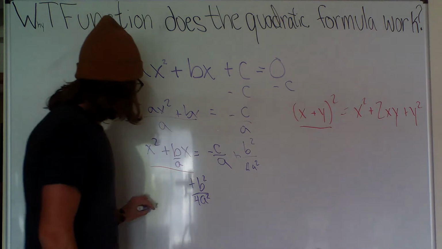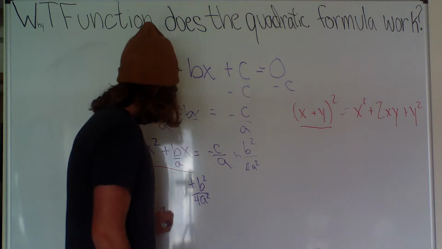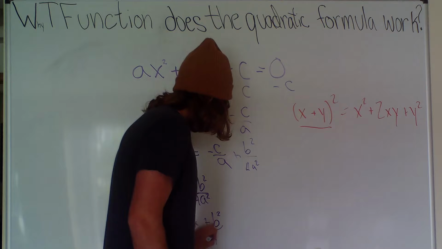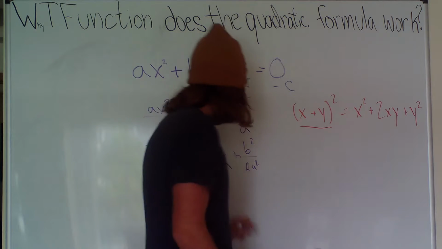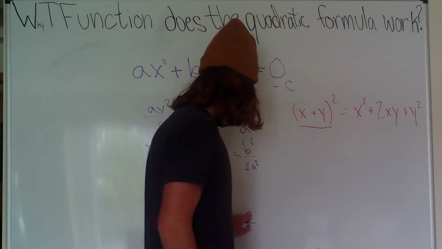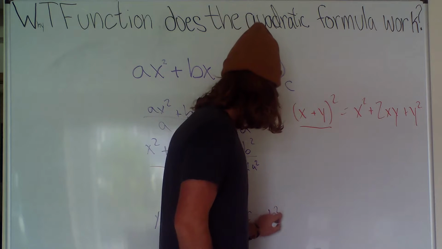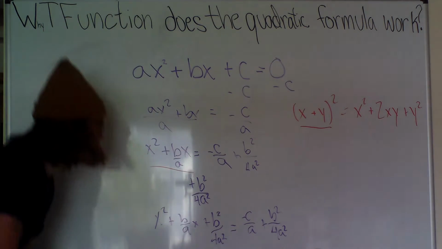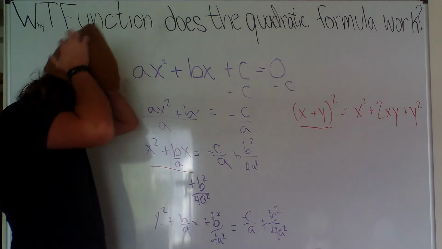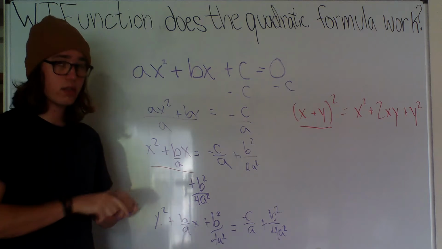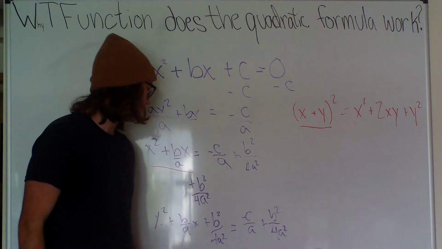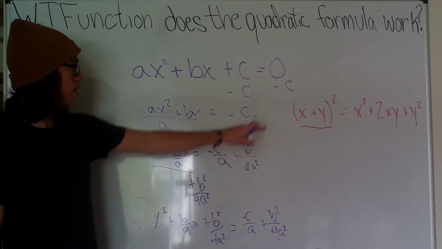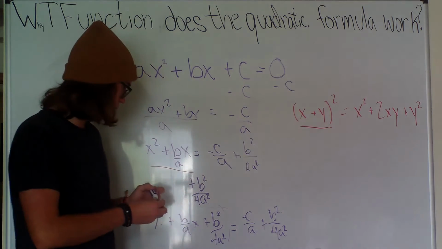So we're left with x squared plus b over a x plus b squared over 4a squared is equal to negative c over a plus b squared over 4a squared. And now we're like, okay, we're starting to get close. So now we can do two things. We have to adjust this side and adjust this side. Well, we can square root this, right? Because this will just get converted to that.